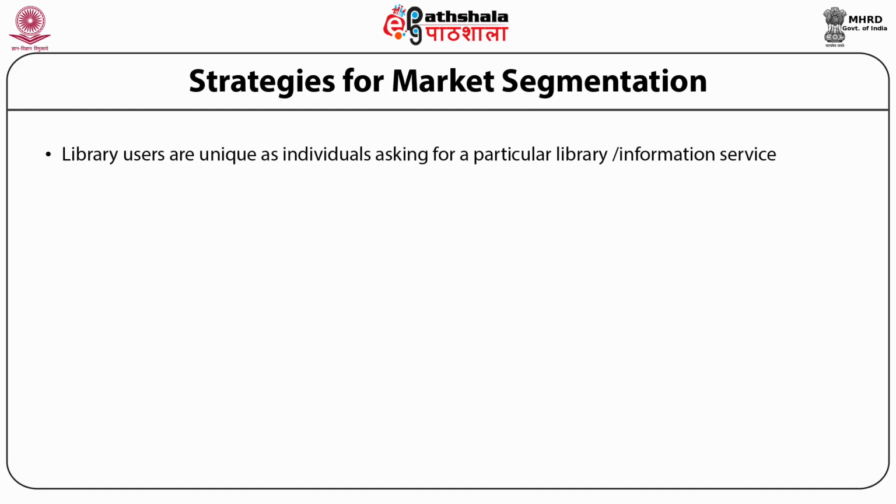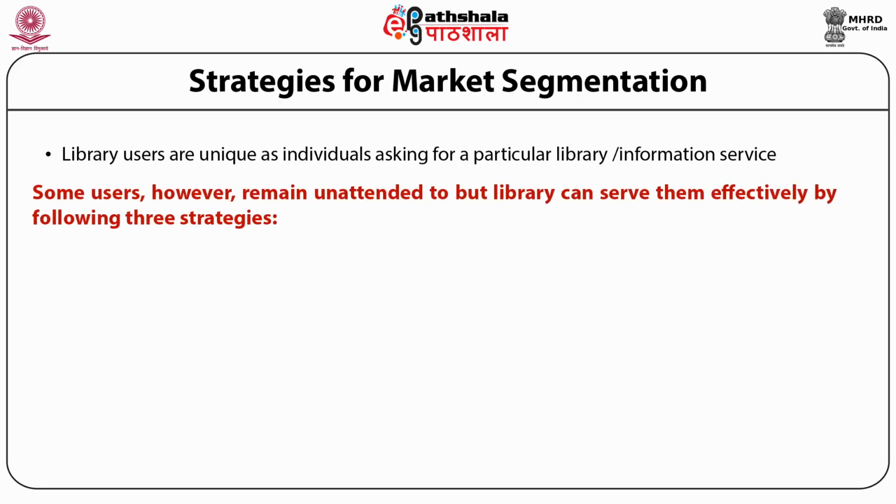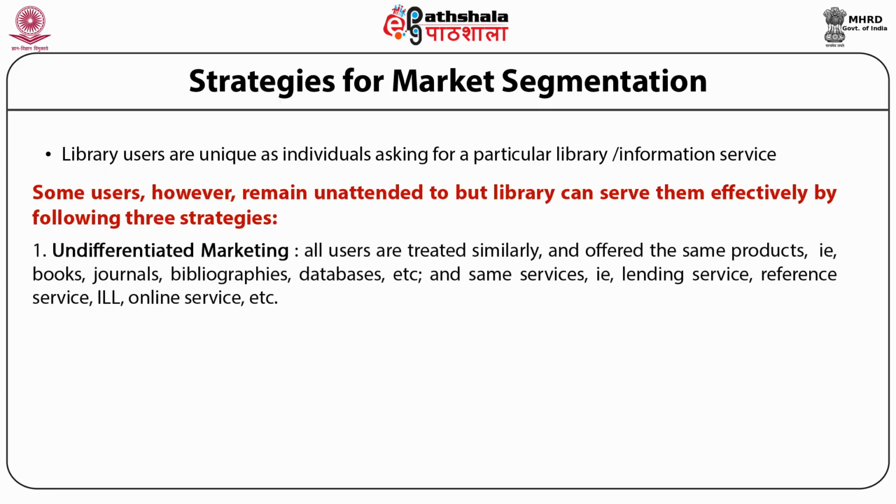We know that library users are unique as individuals asking for a particular library or information service. That uniqueness lies in every individual user. Some users, however, remain unattended to, but the library can serve them effectively by following at least three strategies. One is undifferentiated marketing. All users are treated similarly and offered the same products, that is, books, journals, bibliographies, databases, etc. They are also offered the same services like lending service, reference service, interlibrary loan service, online service, and so on.